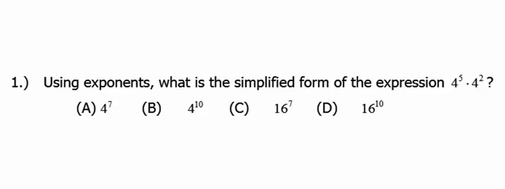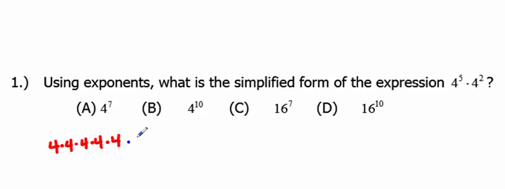Okay, let's look at the first example here. Using exponents, what is the simplified form of the expression 4 to the 5th times 4 to the 2nd? And these exponents really mean repeated multiplication. So if I have 4 to the 5th, I have 1, 2, 3, 4, and 5 of those multiplied together, which are also multiplied by the 4 times 4, which is the 4 squared.